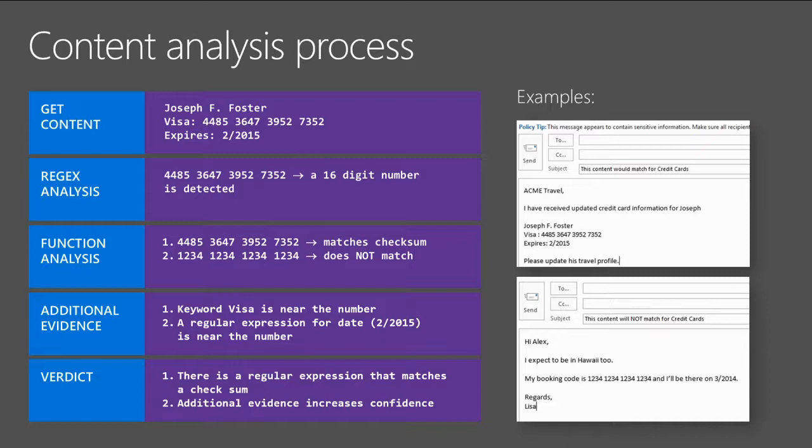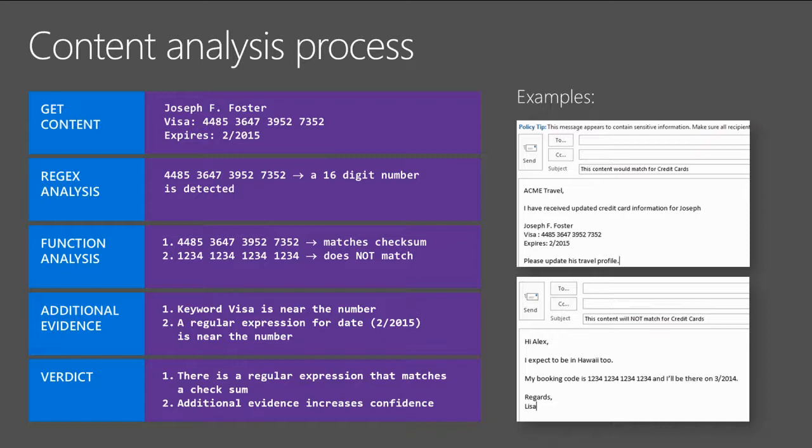After we've done the functional analysis, we'll actually continue further, and this is part of our research that has found that in the majority of cases where somebody sends credit cards, they also have a date or some keywords next to it to decide what kind it is. We'll perform that analysis, and only at that point will we conclude a verdict.